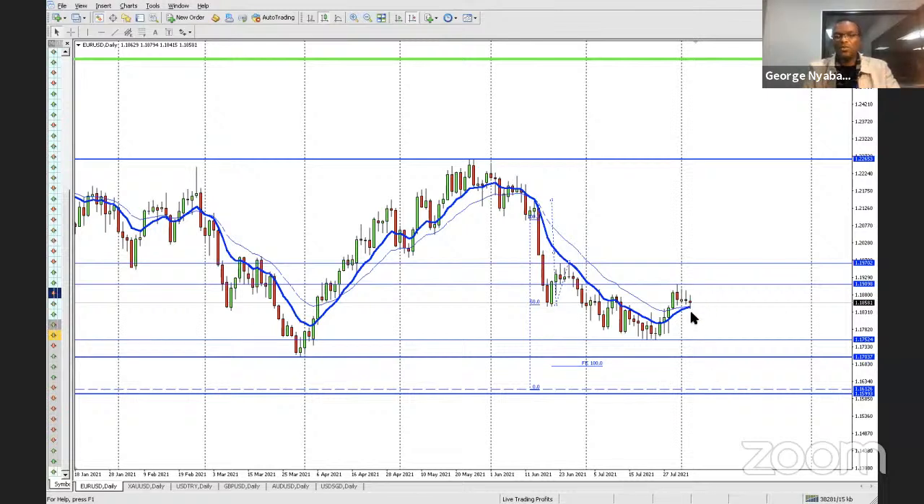Say, okay, this is what might happen. This is what's happening in the Asian session. If I get a setup here, happy to take it. Very same kind of thinking.